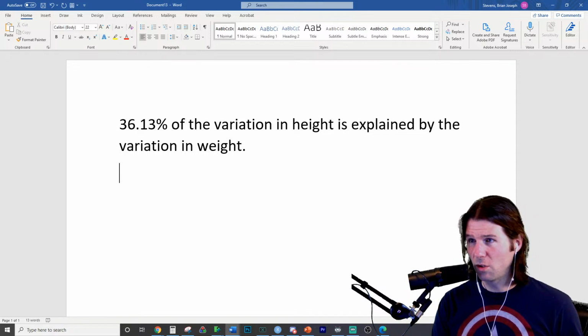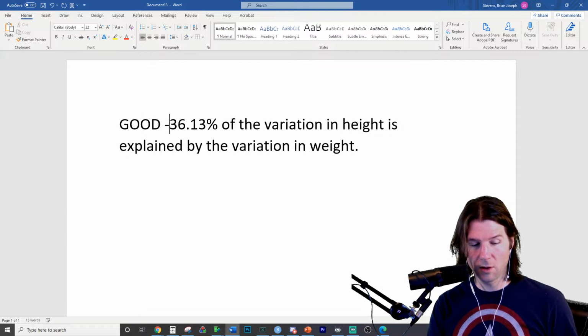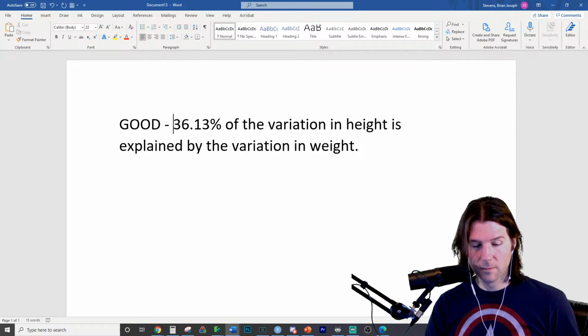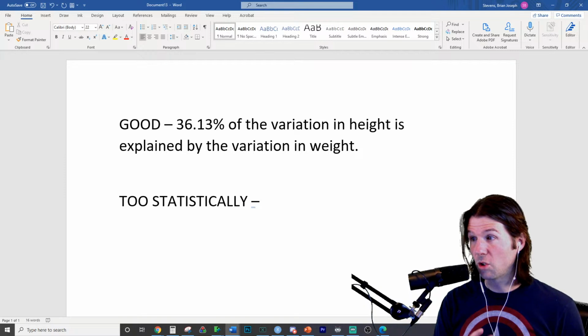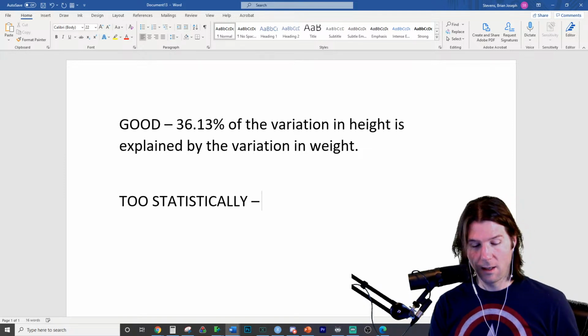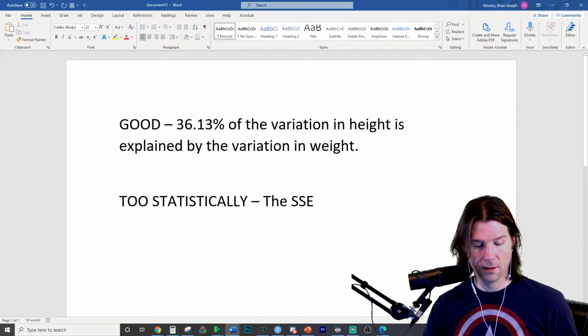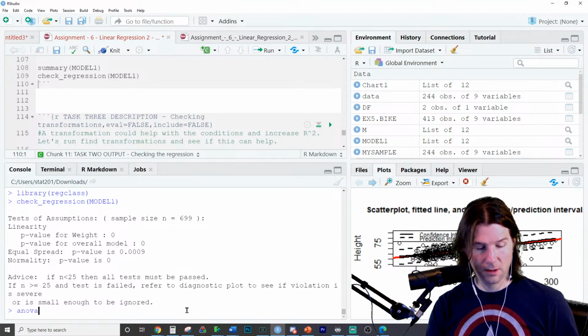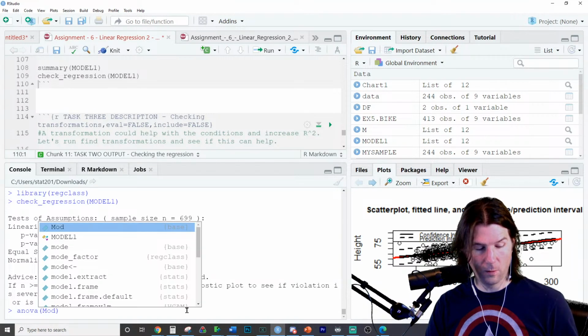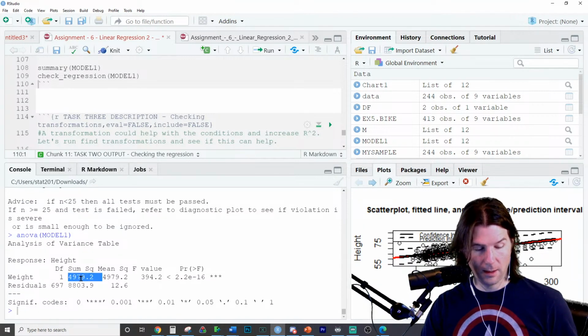You could also, but here's what you don't want to do. This is good interpretation, and let's go bad. A bad one, or too statistical, this is going to be true, but it's going to be too statistical. We could say the sums of squares. Let's go really bad right here. Let's go really too much. ANOVA model 1. And there's that.